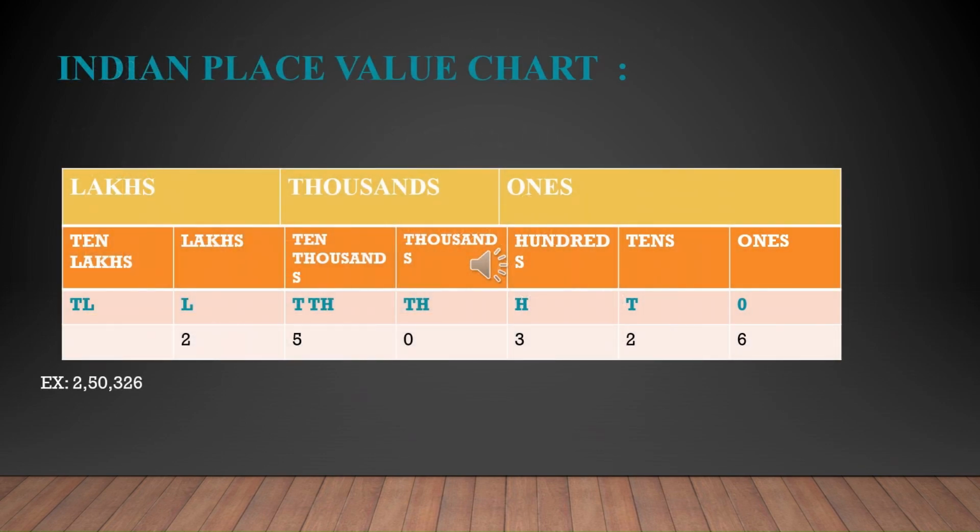To represent or read bigger numbers, we have two systems of numeration. One is the Indian system of numeration and the other is the international system of numeration. In India, we follow the Indian place value chart, whereas around the world, we follow the international place value chart. Here, we will see what the Indian place value chart is.